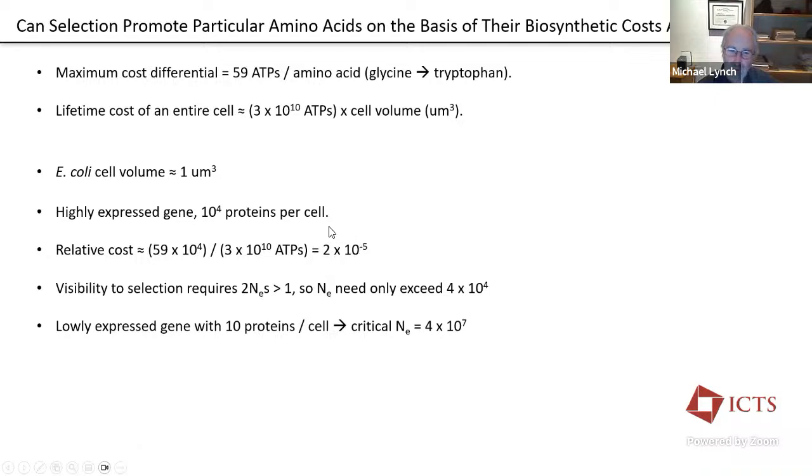So for selection to be able to discriminate something like glycine from tryptophan, NE in E. coli would only have to be, the solution here is plugging this S into here and rearranging to get NE. NE would only have to be 4 times 10 to the 4th. That's a pretty small effective population size for bacteria. E. coli has an effective size around 10 to the 9th.